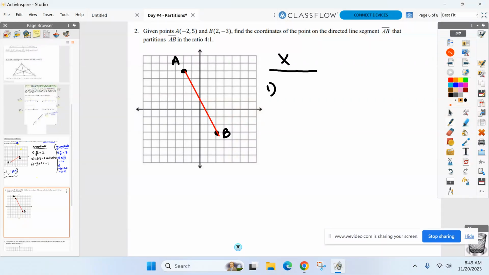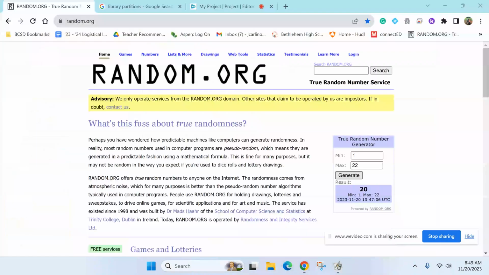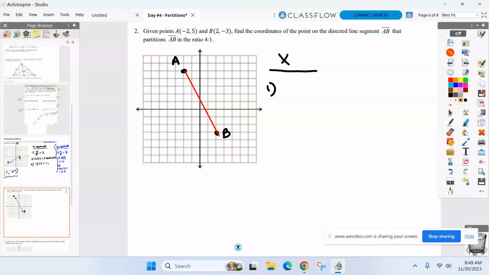Okay, first step. How many equal parts should I break line segment AB up into here? How many equal parts is this going to be broken up into based on the ratio? Jonathan, what is my ratio? 4:1. 4 to 1. So that tells me to break it up into how many equal parts? 5 equal parts.